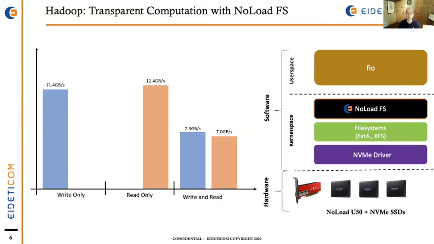That was compressed by about half, so about 6 or so gigabytes per second were written to disk. Read-only, we actually did a little better, at 12.4. And if we mix read and write, we were simultaneously able to achieve over 7 gigabytes per second of writes and 7 gigabytes per second of reads. Again, I want to stress, FIO had zero clue that we were doing any compression. The user space application did not have to change.